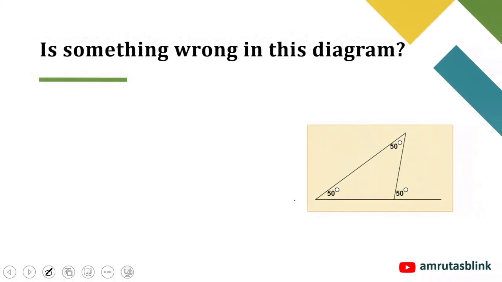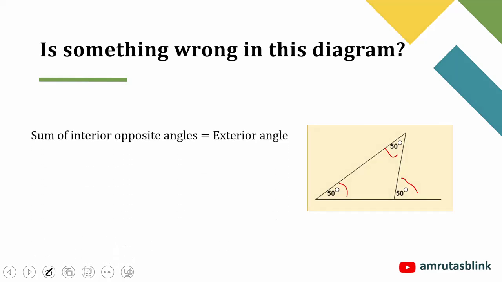Is something wrong in this diagram? In this diagram, two interior angles are given, 50 degrees and 50 degrees, and the exterior angle is given as 50 degrees as well. But we are aware the sum of interior opposite angles should always be equal to the exterior angle. But here 50 degrees plus 50 degrees should be equal to 100 degrees, but here it is given as only 50 degrees. Hence mathematically 100 degrees is not equal to 50 degrees. Hence this angle should have been 100 degrees instead of 50 degrees.